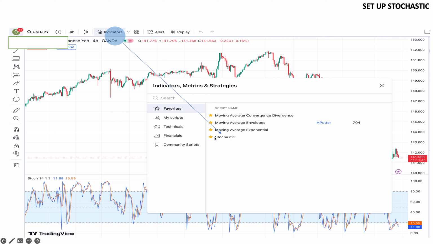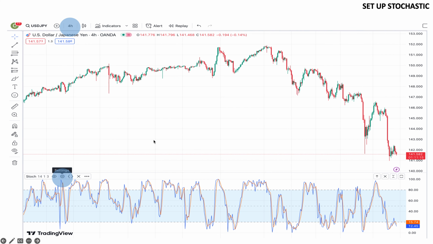It just automatically pops up. You don't need to stress yourself about it. And you have it. Automatically, the stochastic indicator pops up.